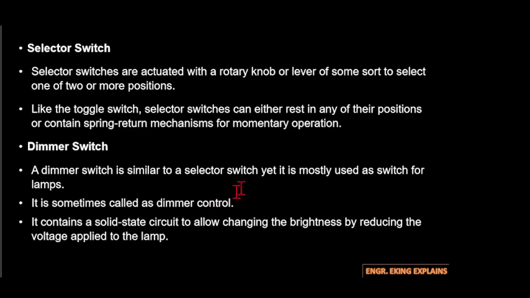Dimmer switch. It is the same as a selector switch, only that it has no preset function or preset settings. It is sometimes called a dimmer control because it is usually used to control or change the brightness given by our lamp by changing the series resistance on our lamp. The most common type is the rheostat or the potentiometer. Appliances also use it, like the volume control of our radios. That is a type of dimmer switch.